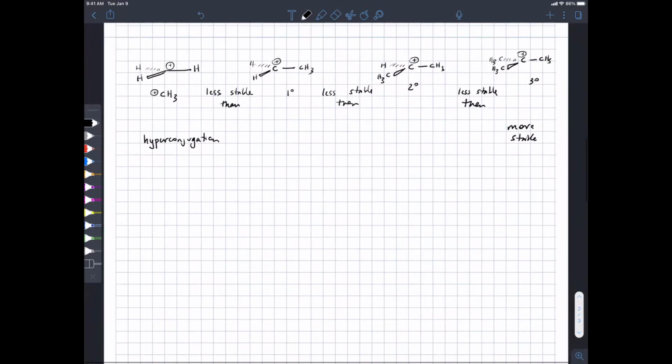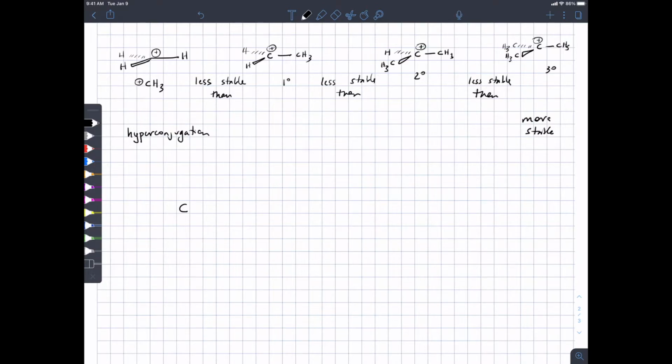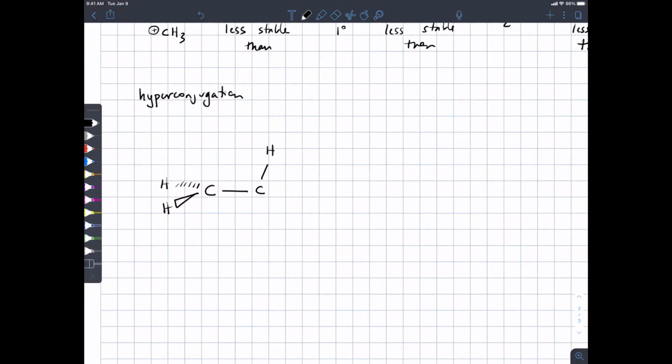So let's look at what happens. We've used this actually before. We used a carbocation as our first demonstration of what hyperconjugation is. I'm going to just draw a primary carbocation. These two hydrogens and this carbon are all in the same plane. Bond angles are 120 degrees. The carbon is positively charged. On that carbon is an empty p orbital.